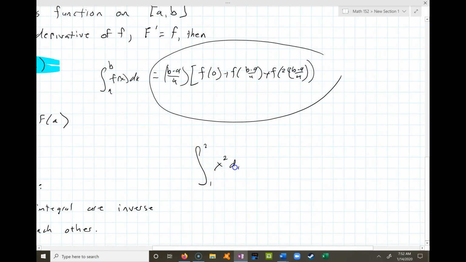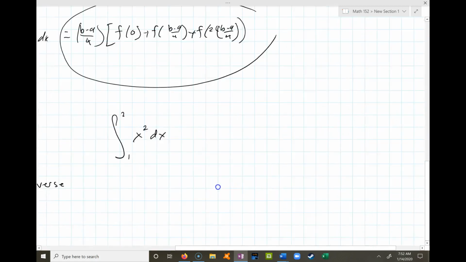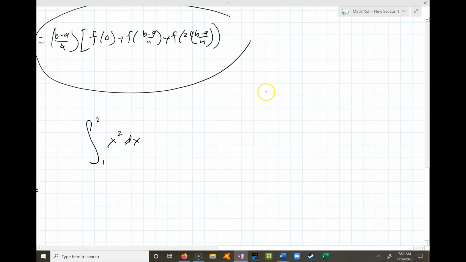squared dx. So in other words, if I'm trying to find, here's my x squared, there's 1, there's 2, right? So I want to find that area.